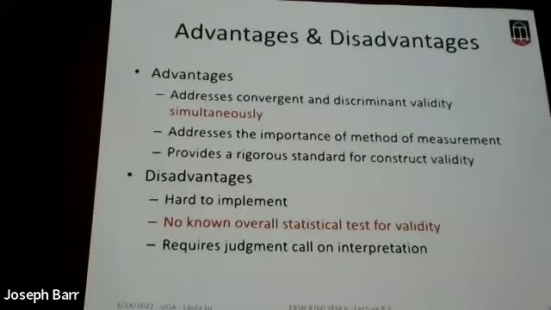But we do have some disadvantages. For example, it's harder to implement. It's not known, there's no overall statistical test for validity. We don't have tests. We just look at these numbers. We said big, okay, but how big? How big is enough? It said small, but what number is small? Okay. And it requires a judgment call on interpretation. So that's not good.